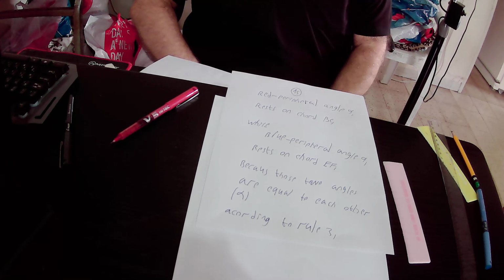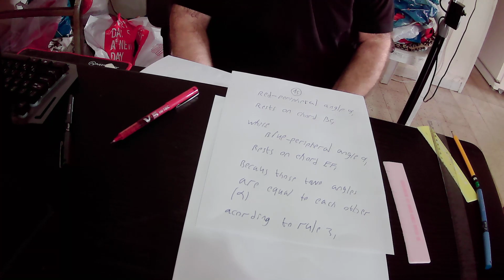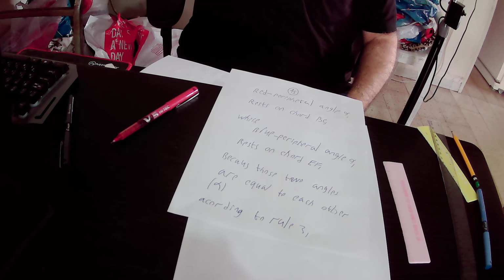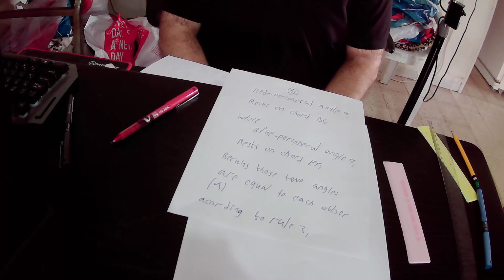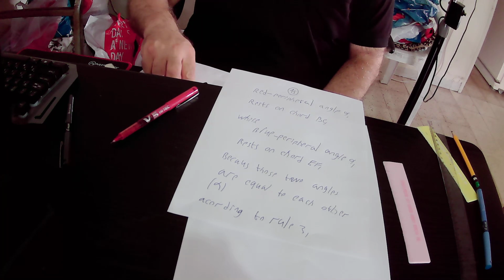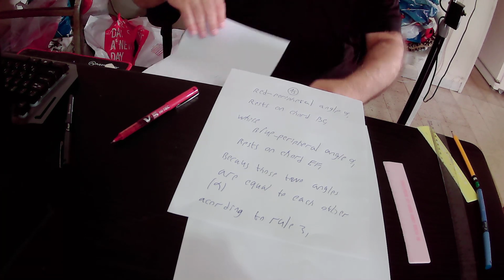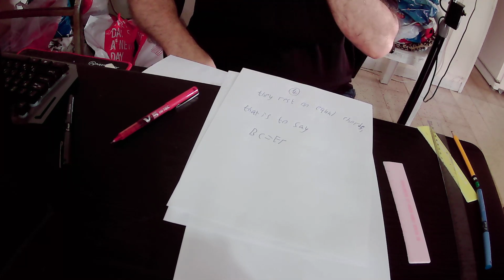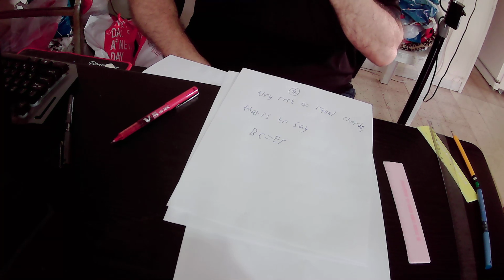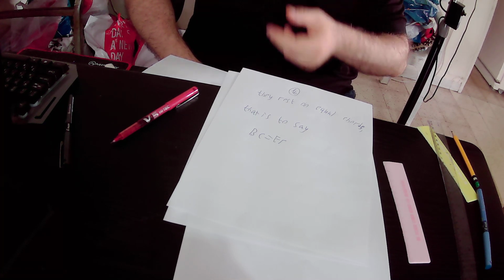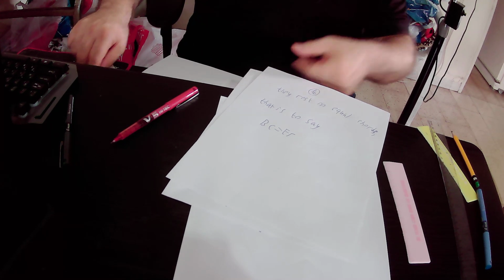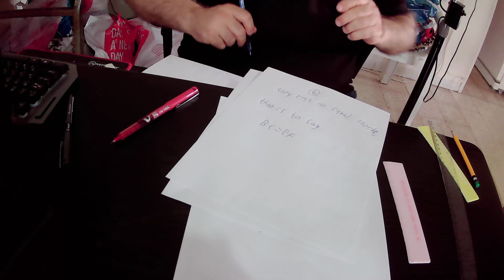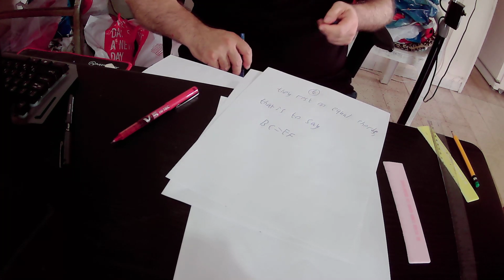Because those two angles are equal to each other, both of them equal to alpha, according to rule number 3, they rest on equal chords. That is to say, BC equals EF.